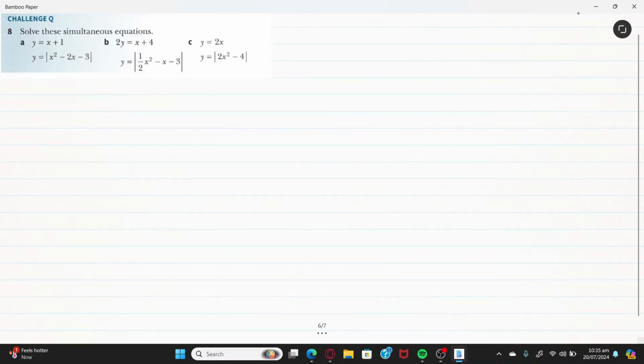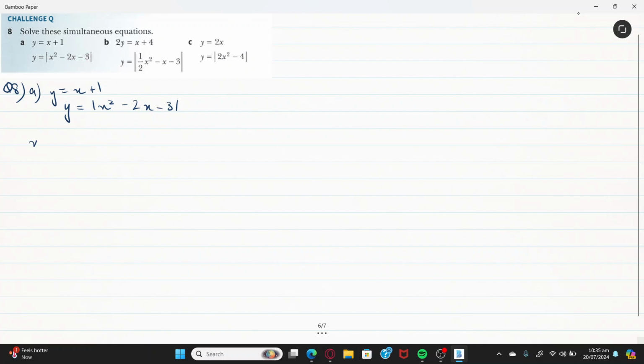Okay, so now we are going to proceed on to question number 8, and it's the challenge question. However, I do not think it is as hard as challenge questions are taken. So for question number 8a, again we have two equations. y equals the modulus of x plus 1, and y is equal to x squared minus 2x minus 3. And as these both values are equal to y, that means they are interchangeable.